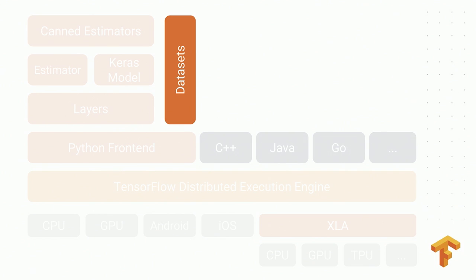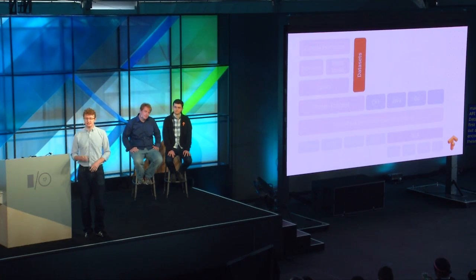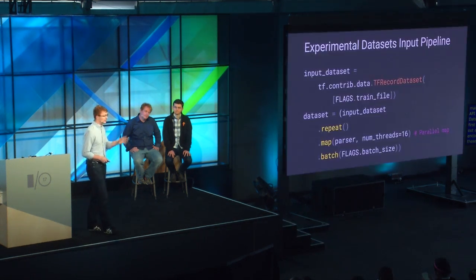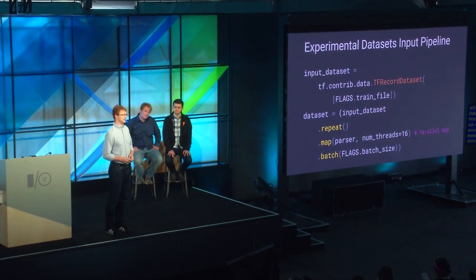To help you feed data in a flexible but high-performance manner, we're introducing a new API in TensorFlow 1.2 called Datasets. TensorFlow 1.2, the first release candidate, is coming out as we speak. And we encourage you all to try out these new APIs, kick the tires. Although they're still a work in progress, we think they're very exciting. And I'd like to show you a little bit about what this Dataset API looks like.